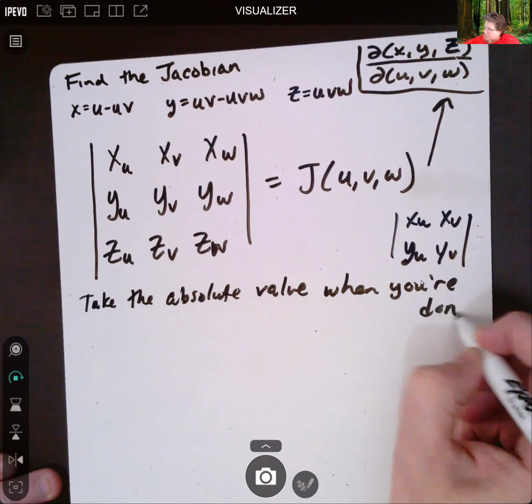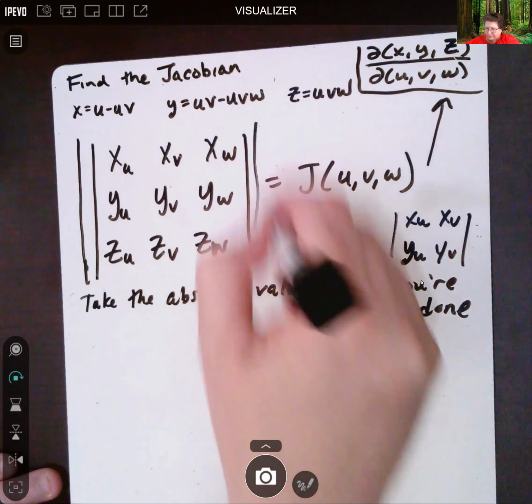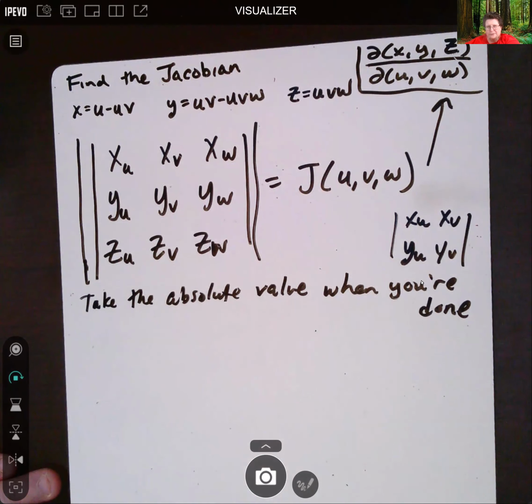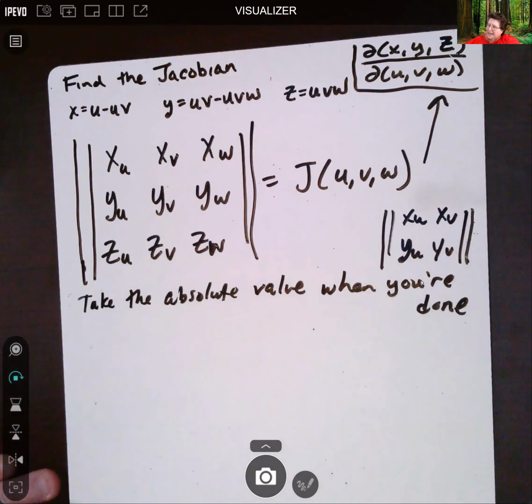It looks wonky to write it like that. It looks funny to me to put absolute value signs around it. But you'll see this, and what they're saying is take the absolute value of the determinant.